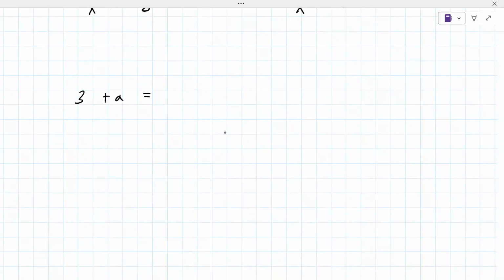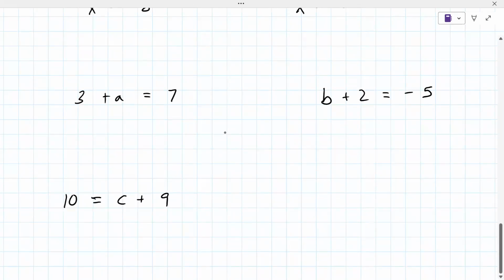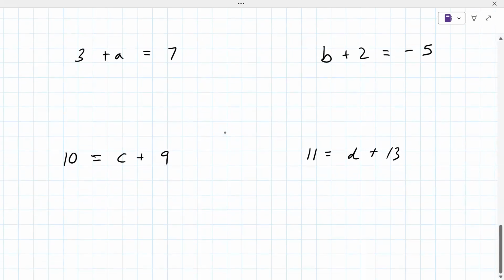3 plus A equals 7. B plus 2 equals -5. 10 equals C plus 9. 11 equals D plus 13. Okay, so go ahead and solve these four equations, please.